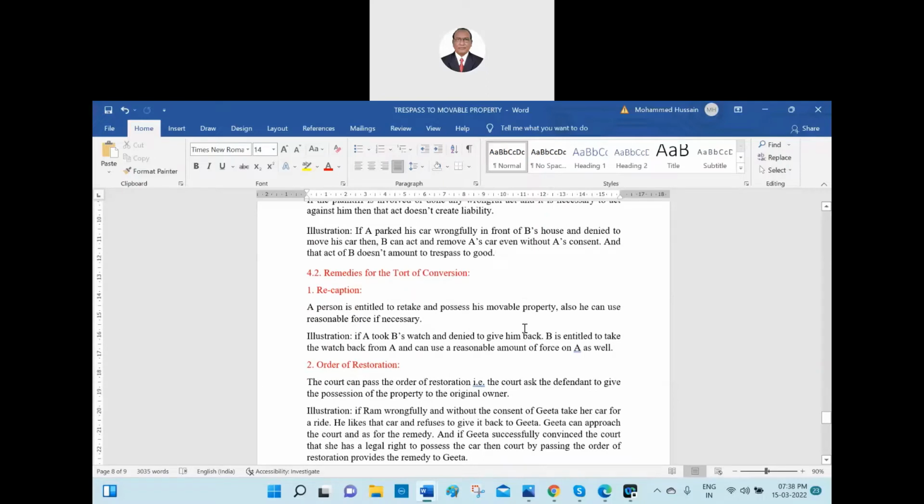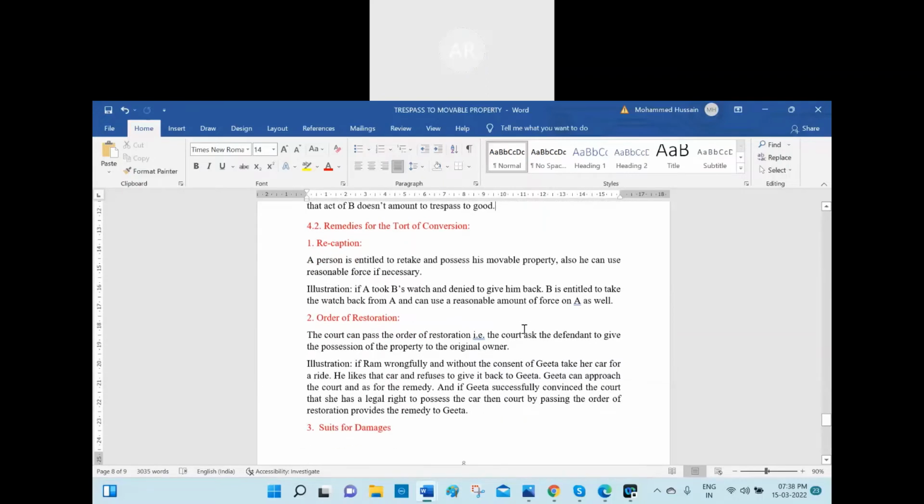So remedies for the tort of conversion. Number 1, recaption. A person is entitled to retake and possess his movable property. Also, he can use reasonable force if necessary. Suppose you have given your pen in the examination hall to your friend. What is his duty? He is supposed to return it back. Even if the ink has run out, you return it back to him. Is it or not? Yes, sir. Otherwise, he can use force and take it from you. That is called recaption of the goods. He is entitled to retake and possess his movable property and he can use reasonable force if necessary.